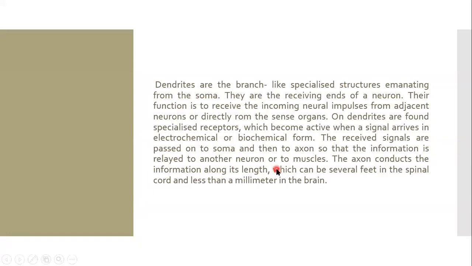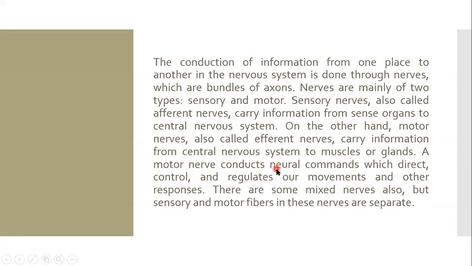Next, the conduction of information from one place to another in the nervous system is done through the nerves. Previously, dendrite, soma, and axon are parts of a nerve cell. But what is a nervous system unit? It is the neuron. Nerves are mainly of two types, sensory and motor nerves. What are the two types? Sensory nerves and motor nerves.